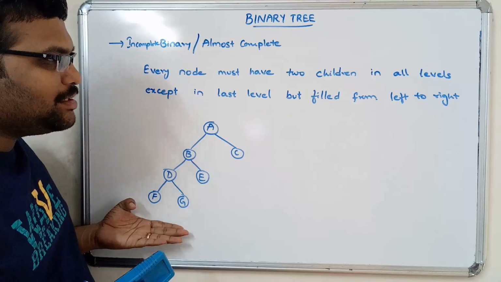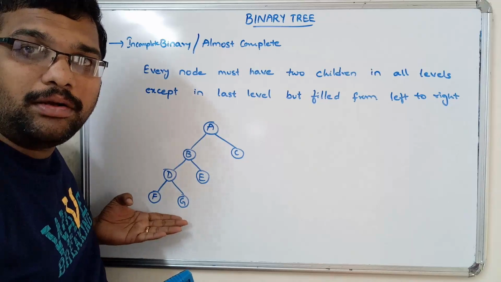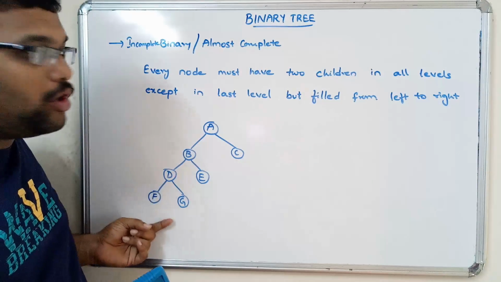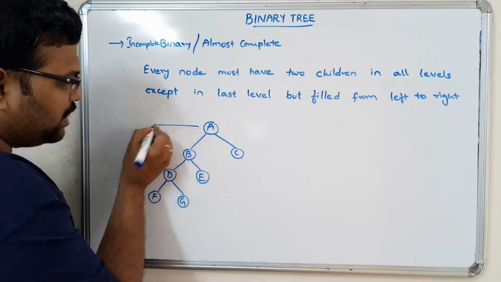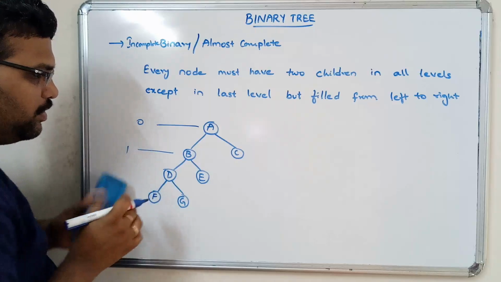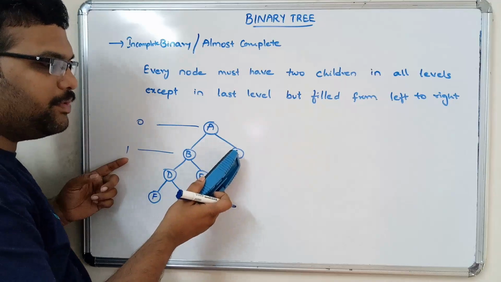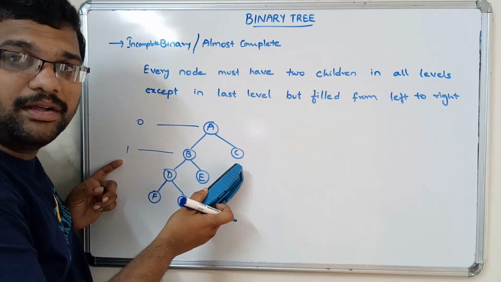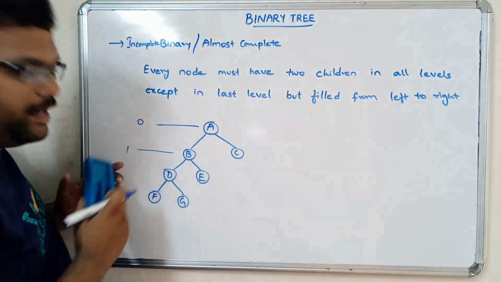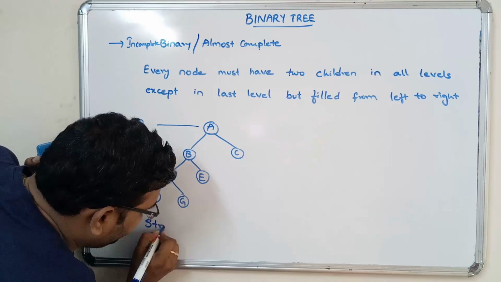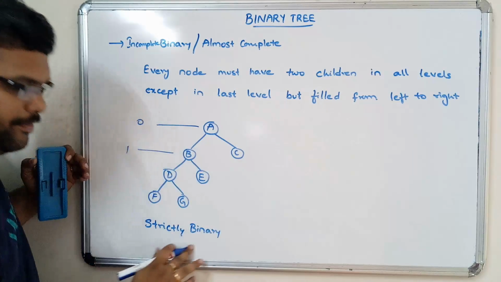So this is a strictly binary tree, but not an incomplete binary tree, because here every node must have two children on all levels. In the first level, if you observe, two nodes are there. For B we have two children, but for C there are no children, it's a leaf node. So it doesn't satisfy the definition of an incomplete binary tree. So this is called a strictly binary tree.